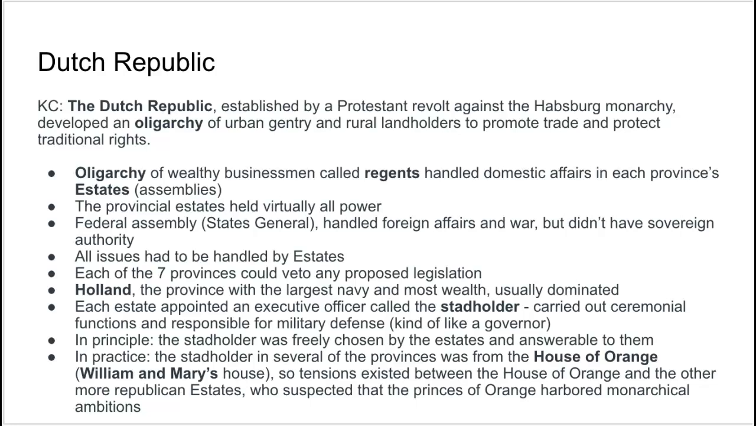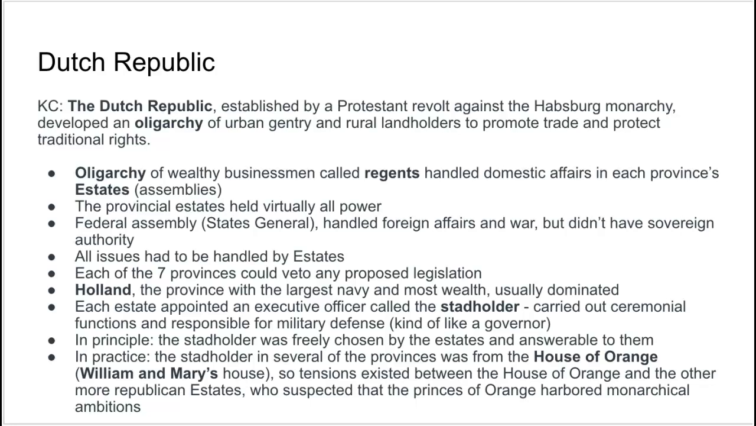Okay, there's 7 of them in the Netherlands. And the provincial estates virtually held all the power. Okay, so there's a federal assembly called the States General, and it handles foreign affairs and war, but it didn't have any sovereign authority over sort of the daily rule of the Netherlands. All issues were handled, therefore, by the estates. So each of the 7 provinces, or 7 estates, could veto any proposed legislation. Holland, which is the province with the largest navy and the most wealth, usually dominated.